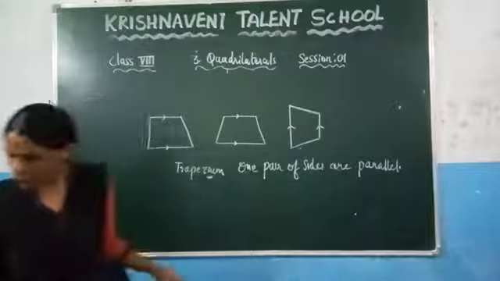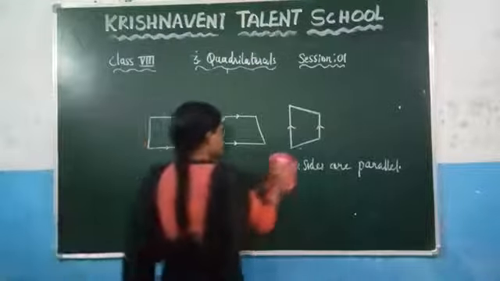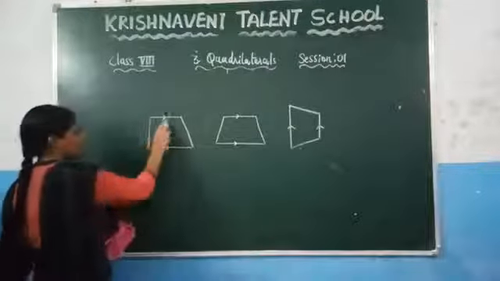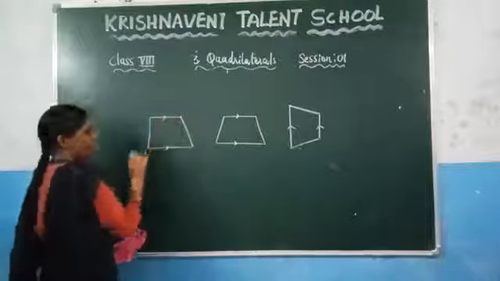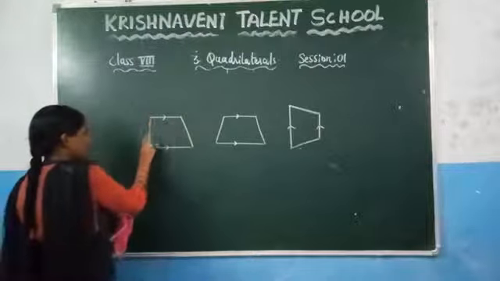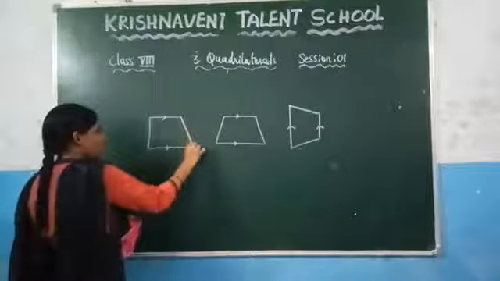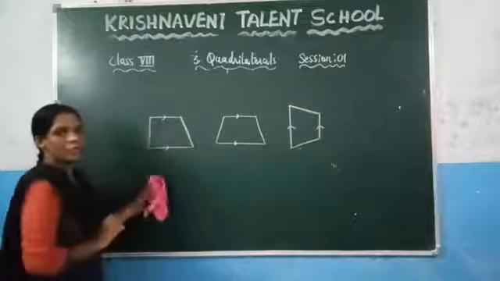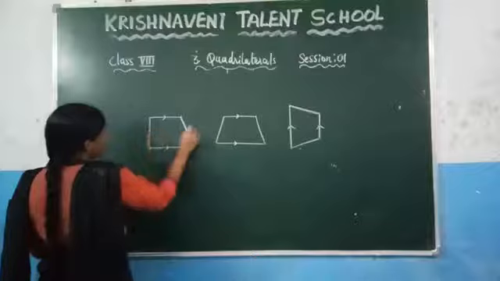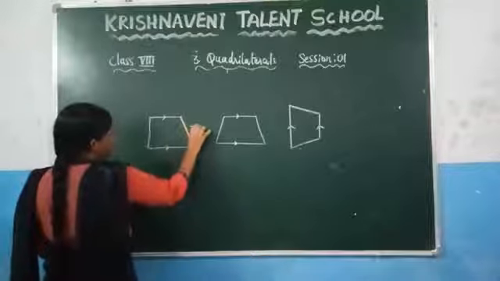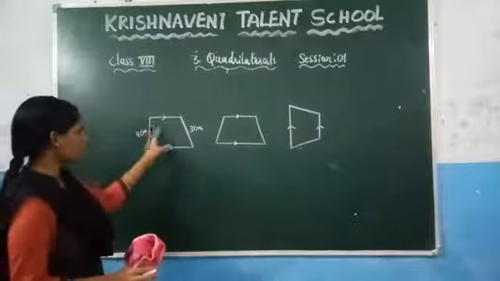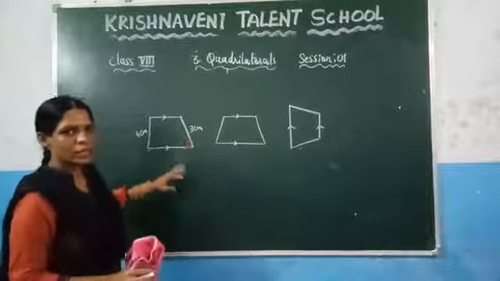There is one special case in the trapezium. Let us observe that one. Here, if you consider this trapezium, you know that it is a trapezium because one pair of sides are parallel, and these are the non-parallel sides. Here these non-parallel sides are not equal in length. Let us consider this length is 3, and this length is 4. You can observe that the lengths are not the same. So it is a trapezium.